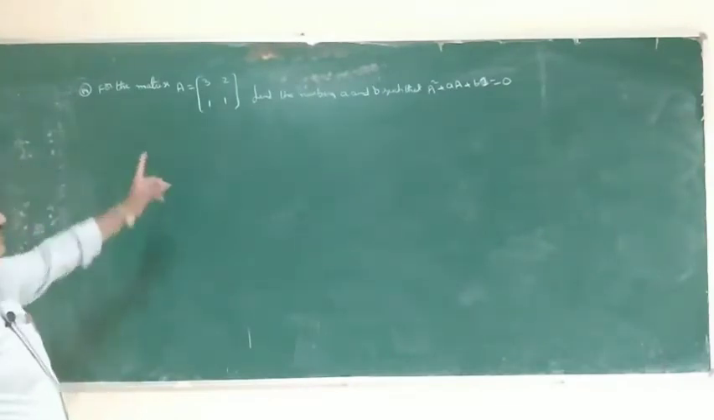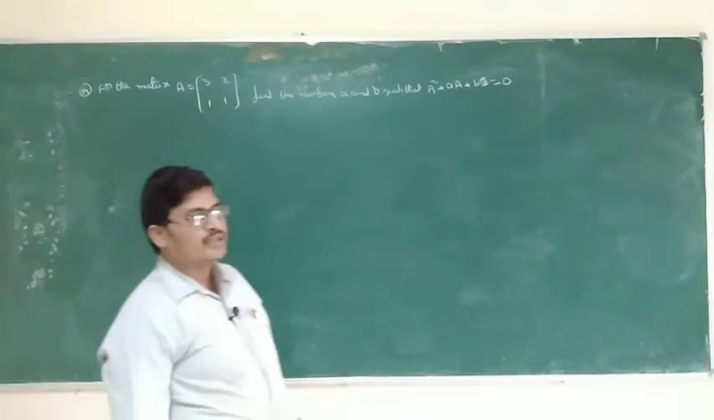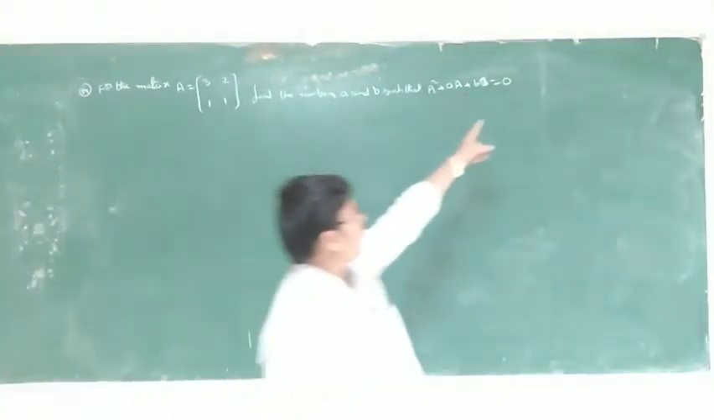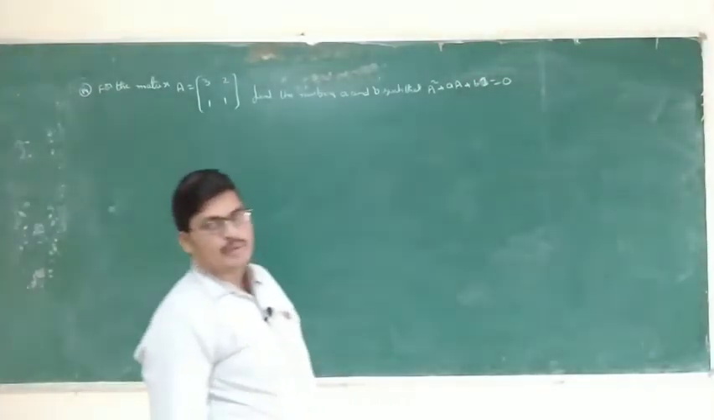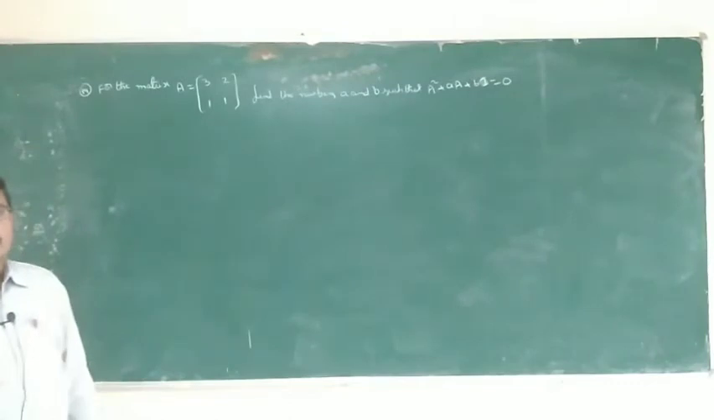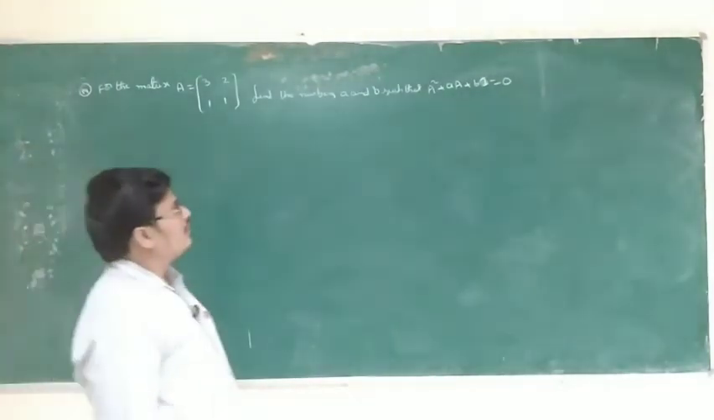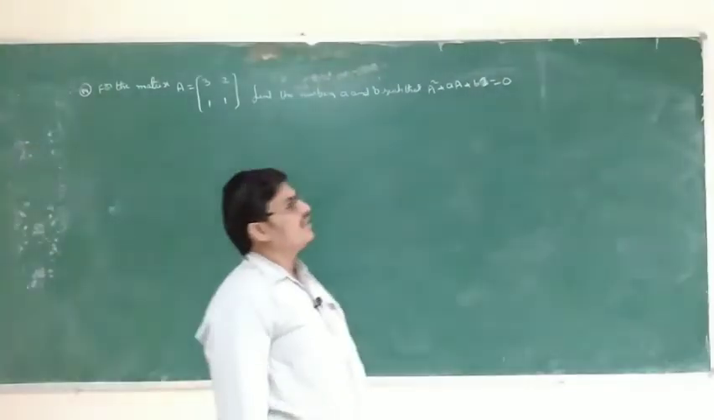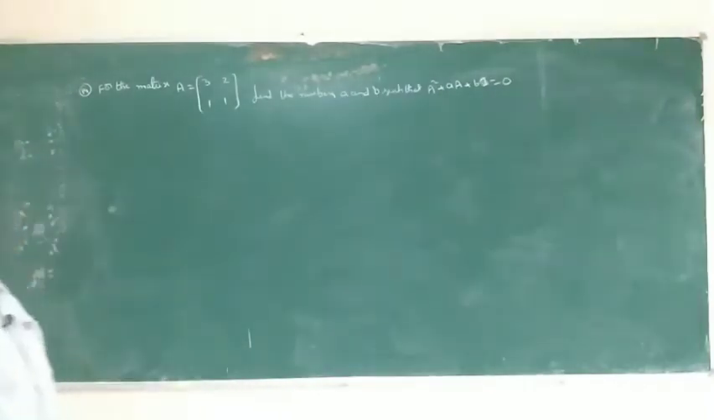Okay, the matrix A is given here. Small a and small b are only elements, not a matrix. This is capital O, not 0. O means the 0 matrix, denoted by capital O. So we have to use this condition.